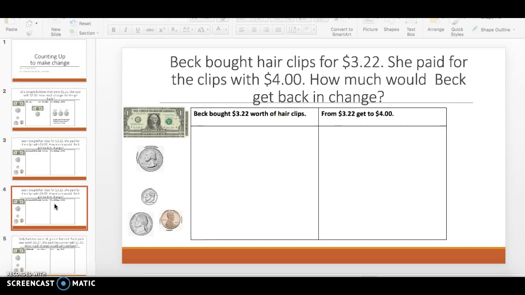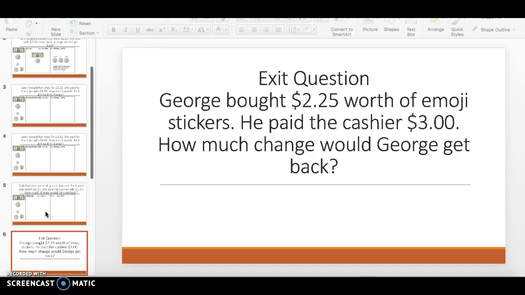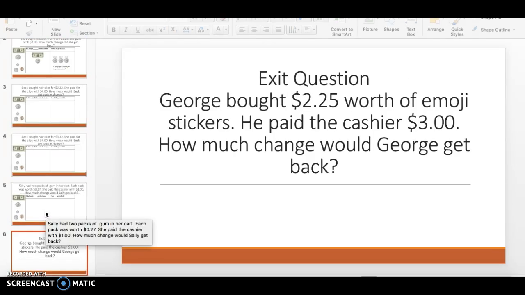After that, I let students work independently, and they are using their play money and their whiteboards to count up to make the change. As I see that students are understanding, I will have them help their table group if some members of their table group are struggling. So we do a few practice problems, and students are understanding it.